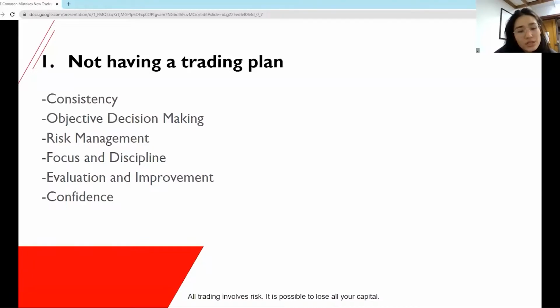And lastly, we have confidence. A well-defined trading plan gives you confidence in your trading decisions. It provides a structured framework and a set of rules to follow, which will help you to reduce uncertainty and anxiety. So when you have confidence in your plan, you're more likely to stick to it during challenging market conditions and avoid making impulsive or emotional decisions.